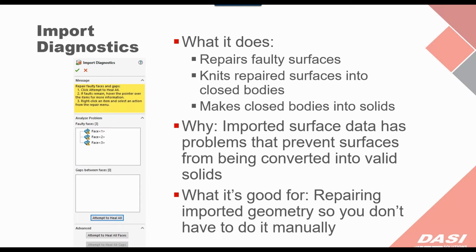So why is this important? It's great for imported surface data that has problems that prevent surfaces from being converted into valid solids. So this is good if you get dumb geometry from a vendor or another user of a different CAD software maybe even, that sent you something, and the geometry needs to be repaired. So you can do it manually, but why wouldn't I want SOLIDWORKS to do the work for me, you know? So what it's good for is repairing the geometry so you don't actually have to do it manually.